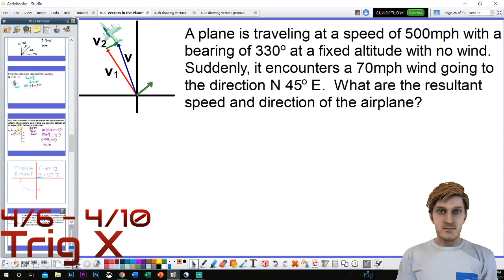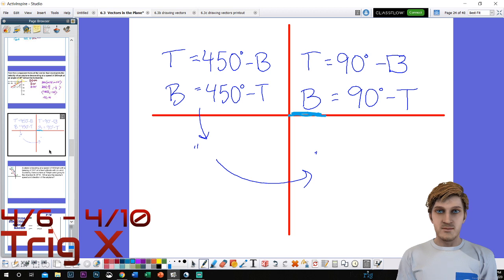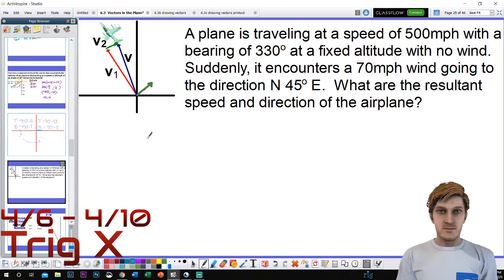What I like to do is magnitude, trig direction, mag cosine, and mag sine. Now I've got a problem. First, I need to convert these into the trig values, so pretend you didn't see that. In order to convert it into the trig values, I have to use those cool formulas that I just saw right there. So let's go ahead and do that.